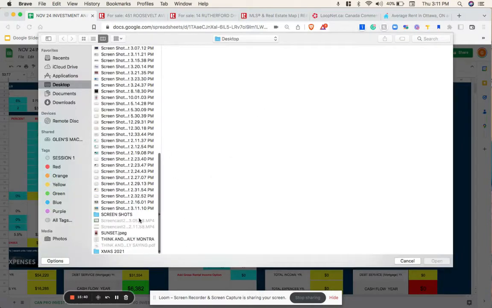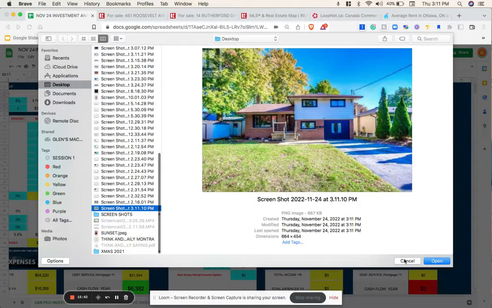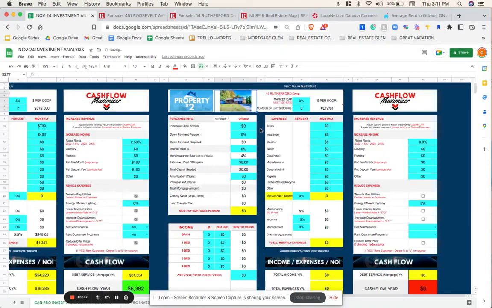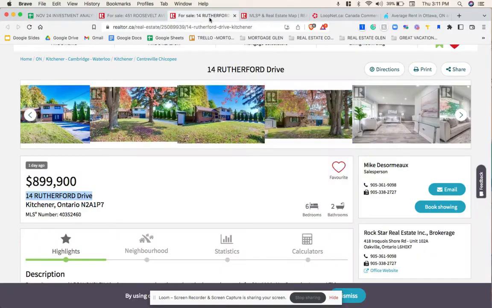We're going to upload it. We're going to find it. So I just saved it on my desktop. It should be right there. Good. We're going to put that in there. So that way we know what property we're dealing with, right? Okay, we put the address in. Market cap in Kitchener is roughly around 5%. Right? Number of doors. Let's go back and check it out.